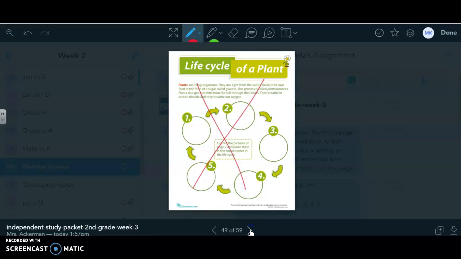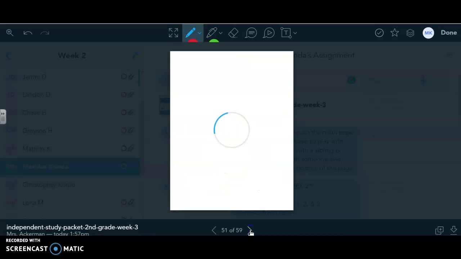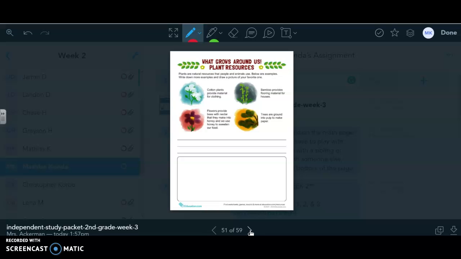you already did this page. We're crossing out that page. So you can do this page today. Plants are natural resources that people and animals use. Below are examples. Write down more examples and draw a picture of your favorite one. Okay, so they're telling you about cotton plants and what it's used for, bamboo plants, what they're used for, flowers, what they are used for, and trees, what they're used for.